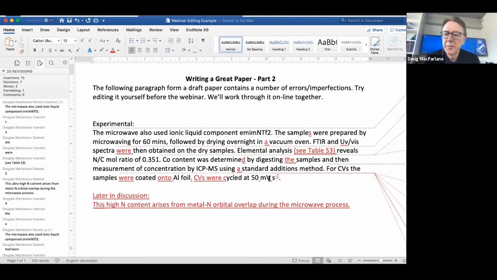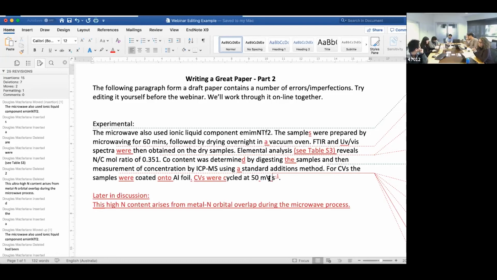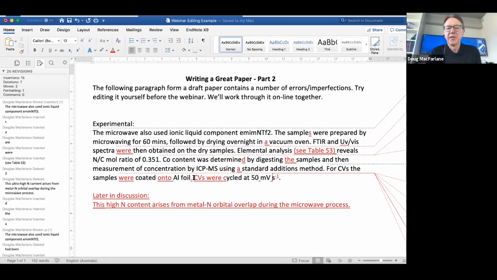Good. Anything else? Sometimes they mention, like, CVs were cycled at scan rate, like they mention the word scan rate in some papers. In some papers they just mention the figure. So which is the right way? Do we have to mention the scan rate or just go with the figure? Yeah, I think that this is a little informal as it's written. It's a bit too brief. So what you're saying is really better.